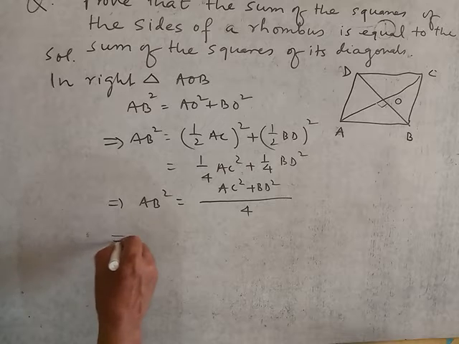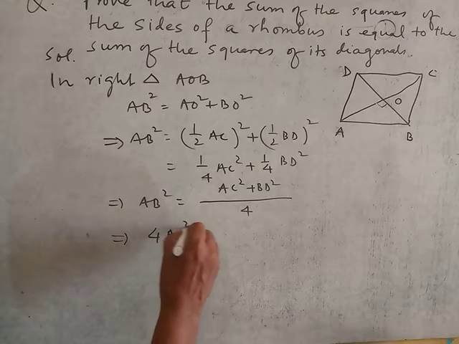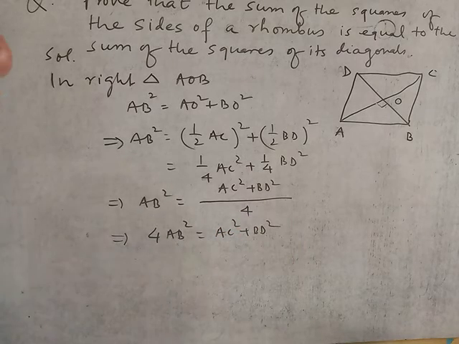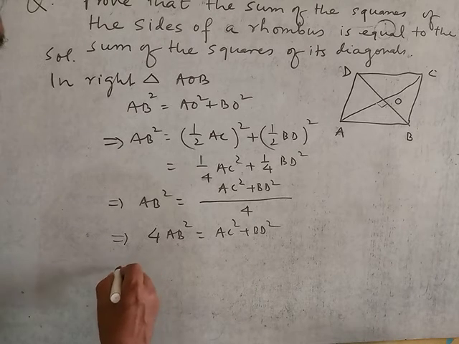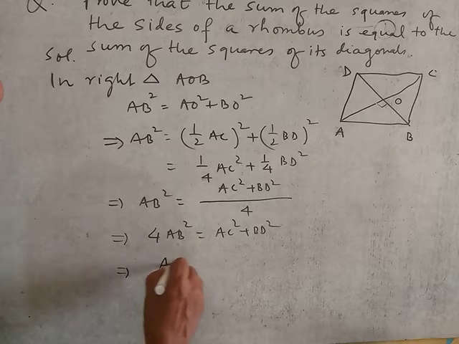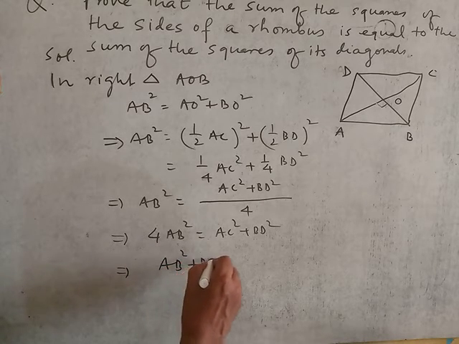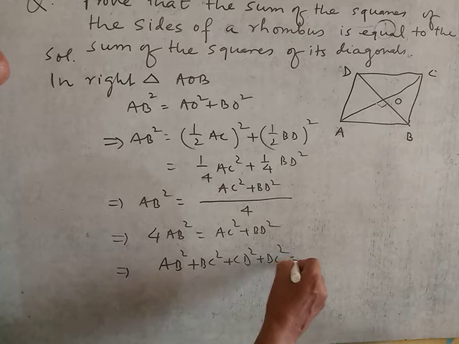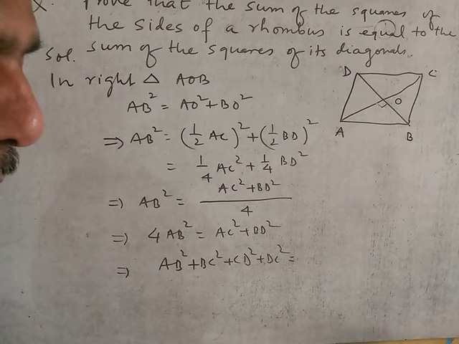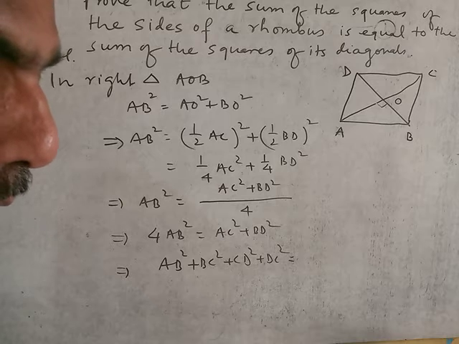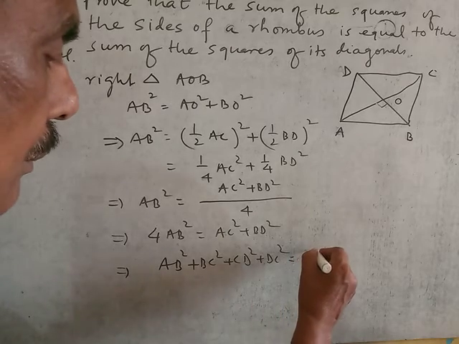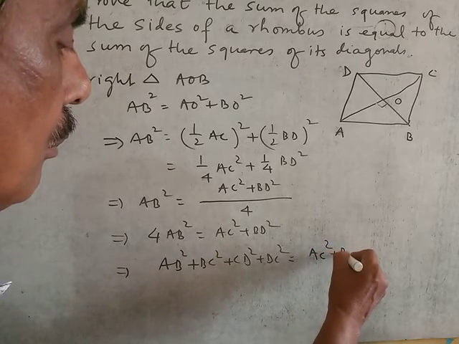Now transpose this to this side. So 4AB square is equal to AC square plus BD square. You know, all the sides of the rhombus are equal, therefore you can write 4AB square as AB square plus BC square plus CD square plus DC square. Can you? Yes, it can be written like this. So this is equal to AC square plus BD square.